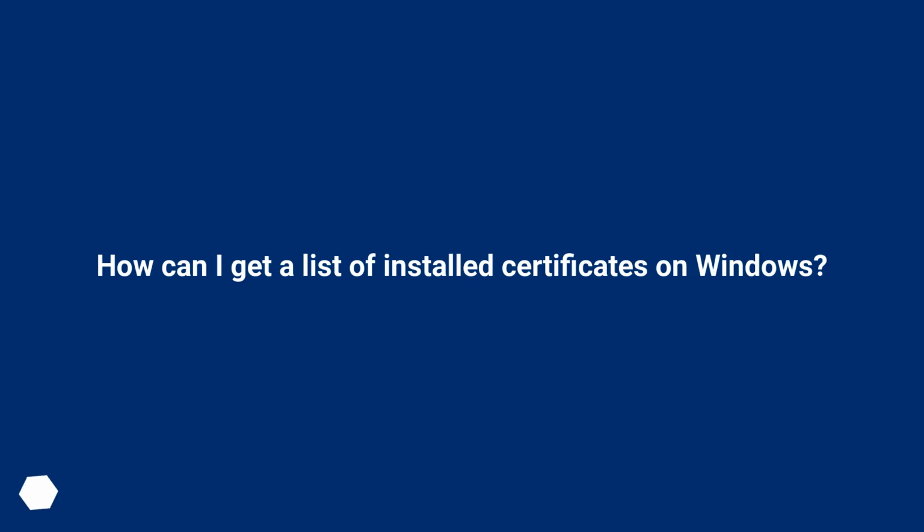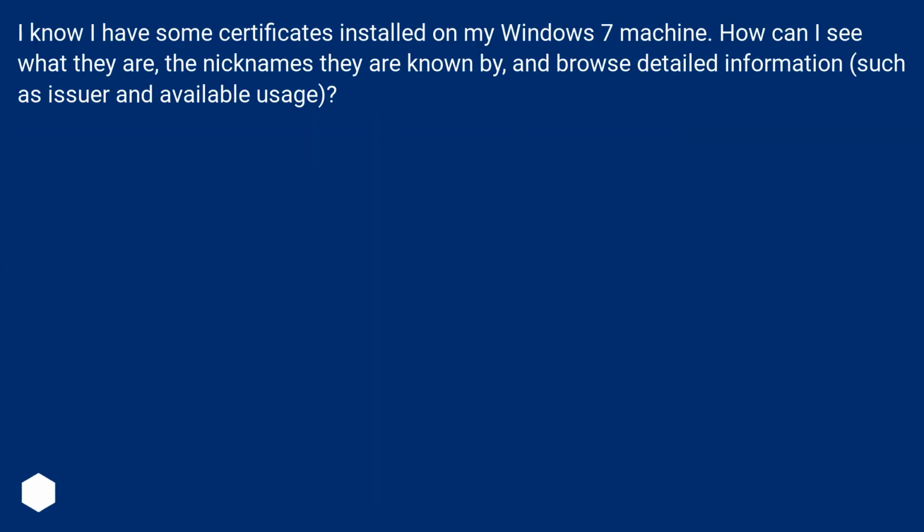How can I get a list of installed certificates on Windows? I know I have some certificates installed on my Windows 7 machine. How can I see what they are, the nicknames they are known by, and browse detailed information, such as issuer and available usage?